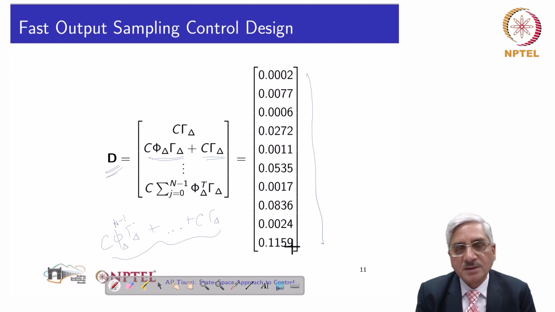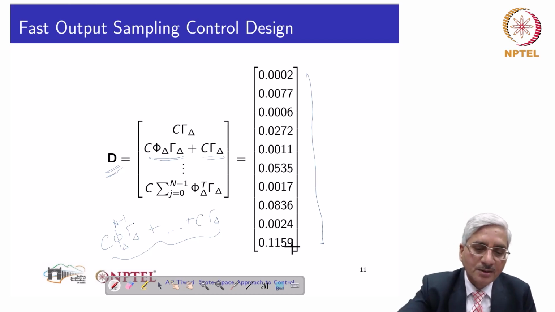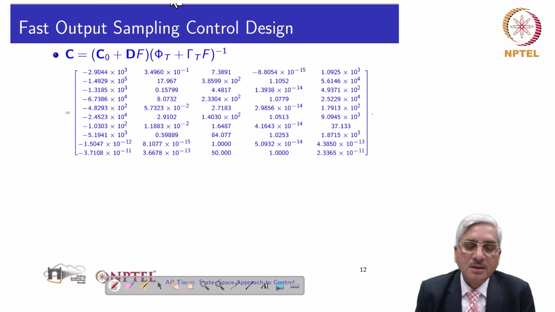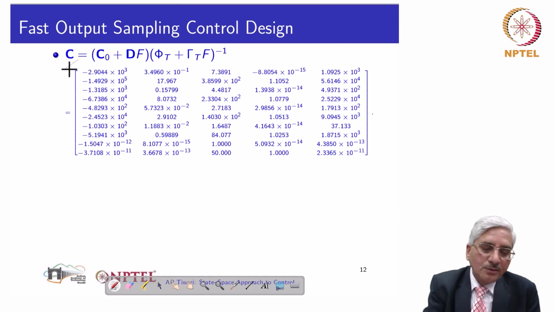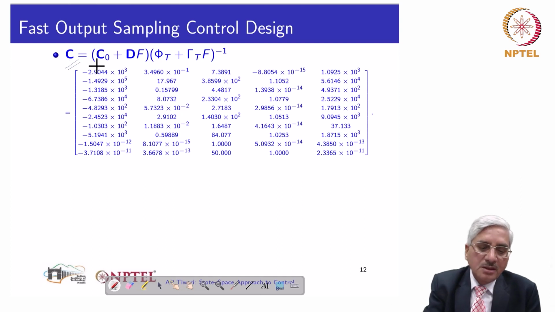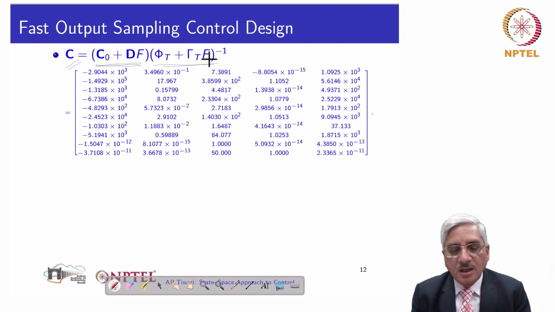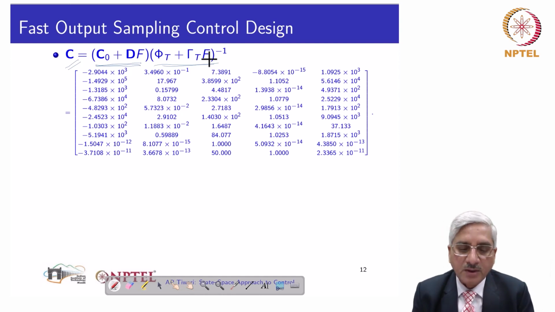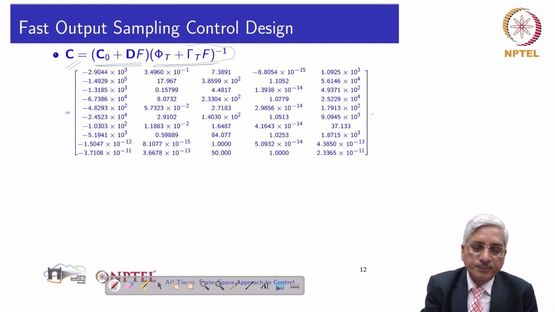So we have obtained C0, we have obtained D, we have obtained F, the state feedback gain. Now we are ready to calculate L. Before that we obtain the boldface C, which is this product: C0 plus DF times phi t plus gamma t F inverse. This is what I was talking about.